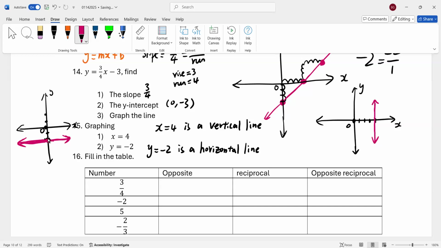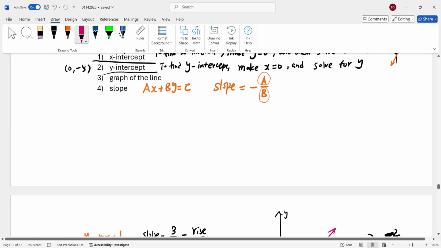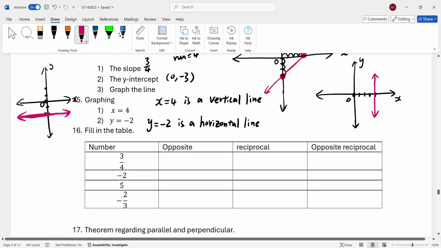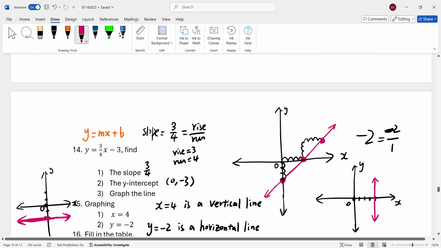If the equation only has x, vertical. If the equation only has y, horizontal. Two special types of equations corresponding to special types of straight lines. So we have vertical, we have slant, we have vertical. You know, actually, this question number 14 should have a negative. It would be better if this equation is negative.